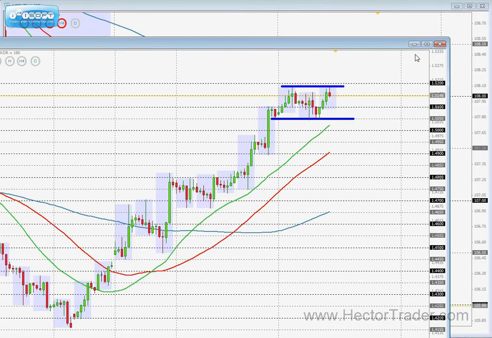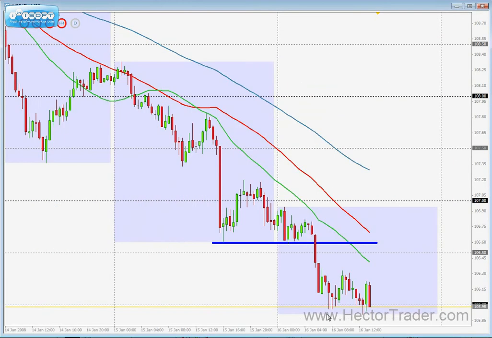Now I'm going to show you the other setup I'm following today. It's a possible short entry, an intraday type of trade. This is the 30 minutes chart. It's a setup based on the 30 minutes chart on the USD against the JPY, meaning the American dollar against the Japanese yen. Like I say, anything based on the 30 minutes time frame, in my opinion, is considered an intraday type of trade.